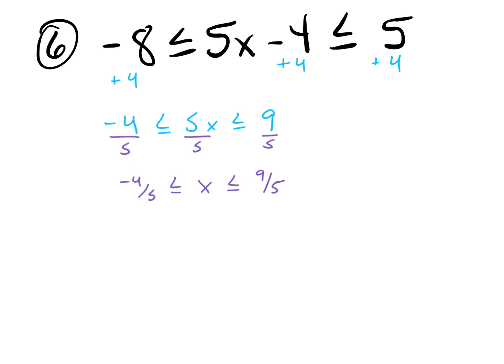We know that negative 4 over 5 is smaller than 9 over 5 because it's negative. We like it when the smaller number is on the left, so let's go ahead and graph it. So we have negative 4 over 5 and 9 over 5.